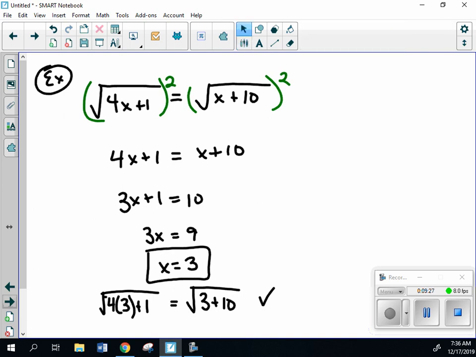So if you follow those steps, it's just a generalization, but that's kind of the goal: isolate the radical on one side, square both sides, solve the equation, and then check for extraneous solutions.